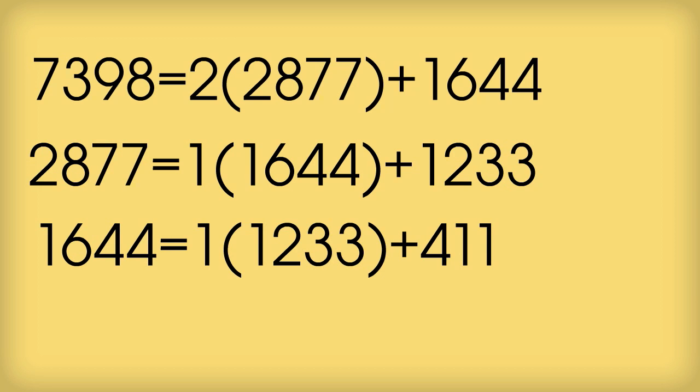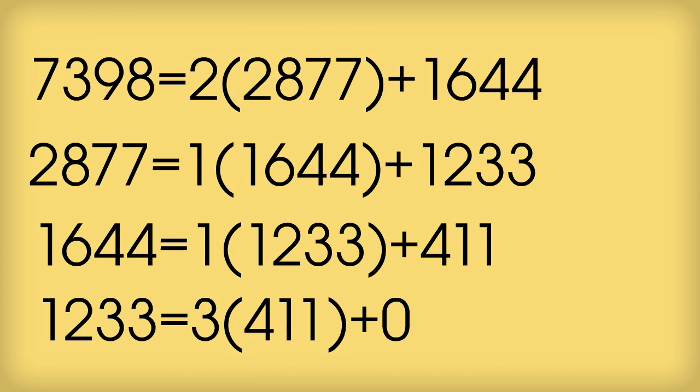Now let's repeat it again. At every stage the remainder is going down, it's getting smaller. So the next line is 1644 equals 1 times 1233 plus 411. Let's do it again. 1233 equals 3 times 411 plus 0. If you think about it, as the remainders get smaller and smaller, eventually we must get to 0. So this is telling us now that the GCD of 7398 and 2877 is the same as the GCD of 411 and 0. And the GCD of 411 and 0 is just 411.